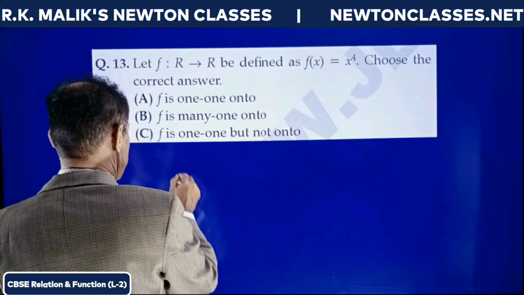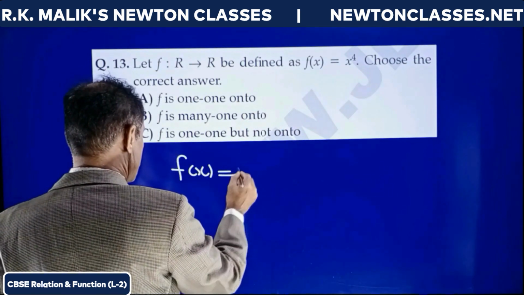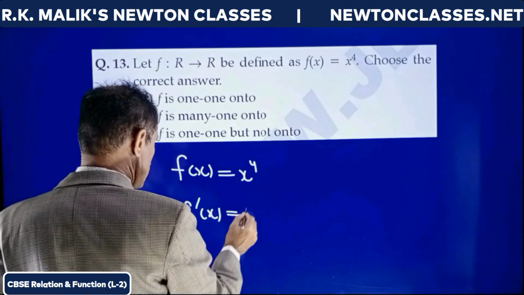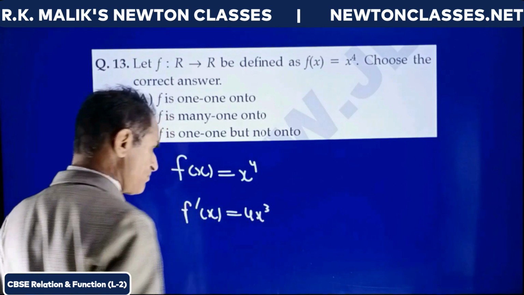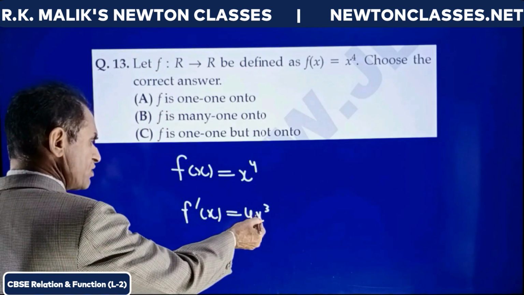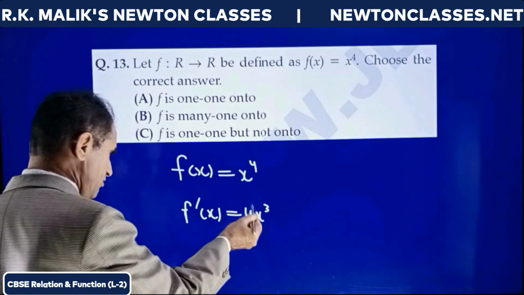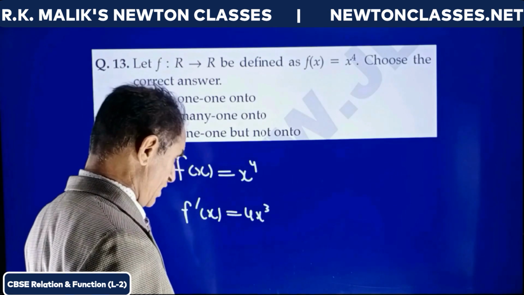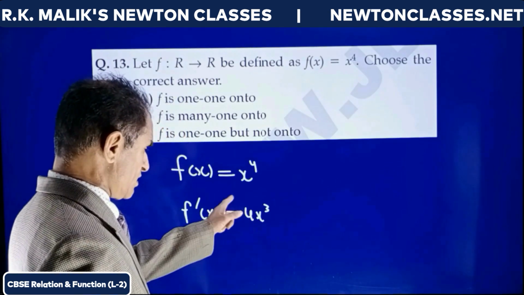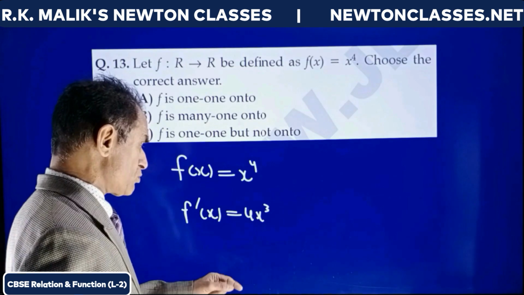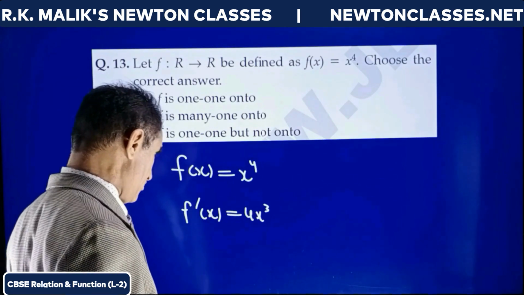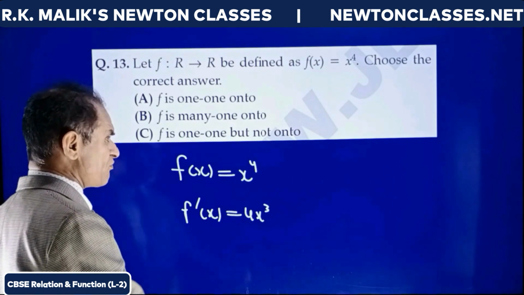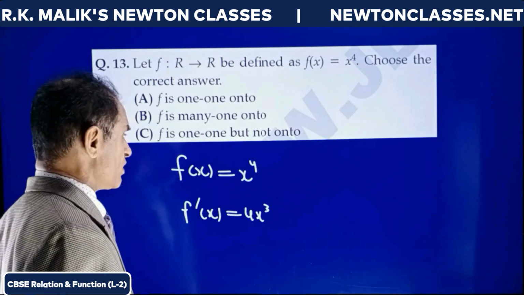Here in this question again, f(x) is given to you as x to the power 4. Therefore, f'(x) is 4x cube. Clearly, the value of 4x cube can be positive also and negative also, depending upon the values of x. For positive values of x, the answer will be positive. For negative values of x, the answer will be negative. Hence, f'(x) can be positive also and negative also. Hence, the function is not 1-1.